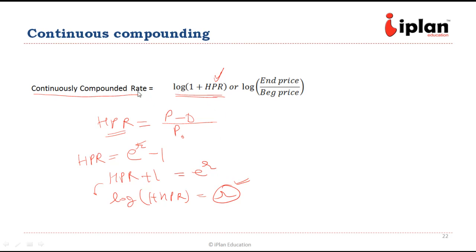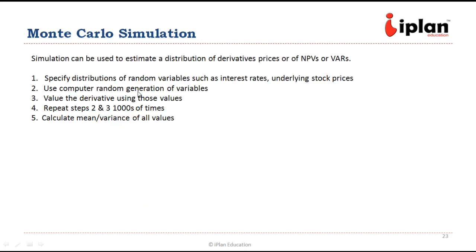Now let us move to the next topic, which is Monte Carlo simulation. This is again a very simple and powerful method of simulation which helps us to estimate the distribution. Say for example of derivative prices or net present value or value at risk. It can be used for any other purpose.